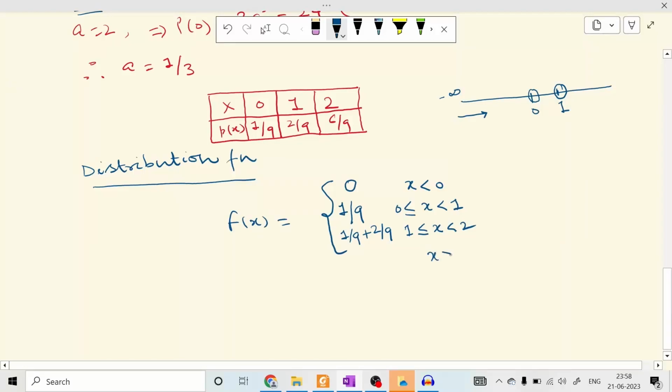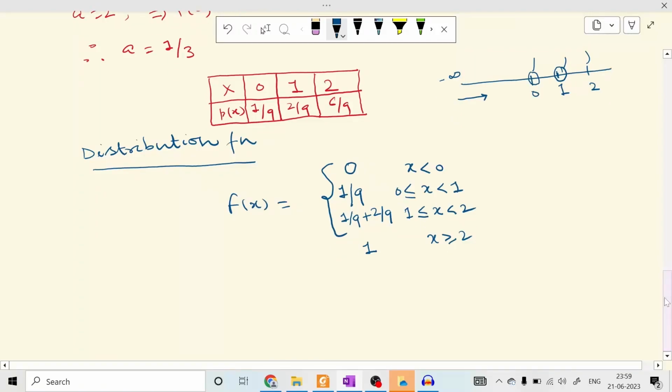Now for x greater than or equal to 2, when you move from 2 onwards including this 2, we have to add all the probabilities available till 2 onwards. So in order to obtain this, we have to add the probability corresponding to x is equal to 0, x is equal to 1 and x is equal to 2, which is certainly 1, because this is the sum of the total probability available corresponding to this discrete random variable. So this is how we can obtain our distribution function in this case.